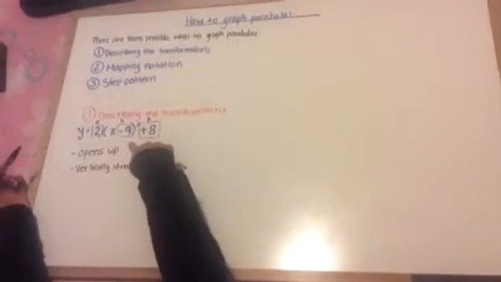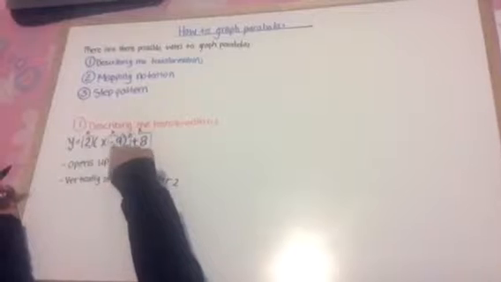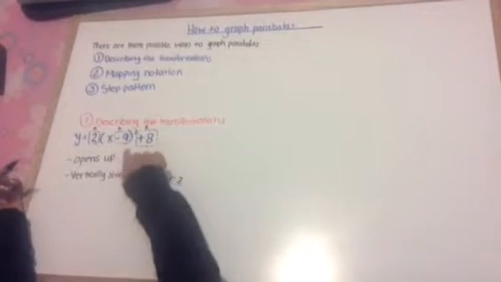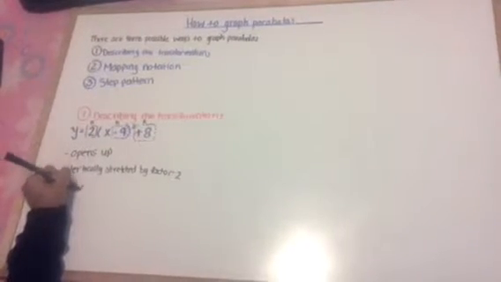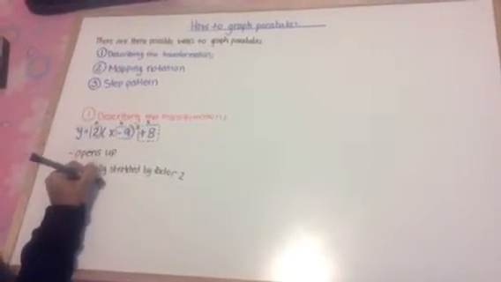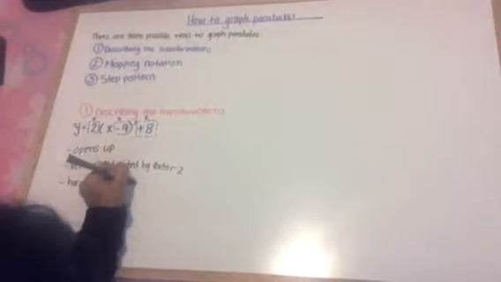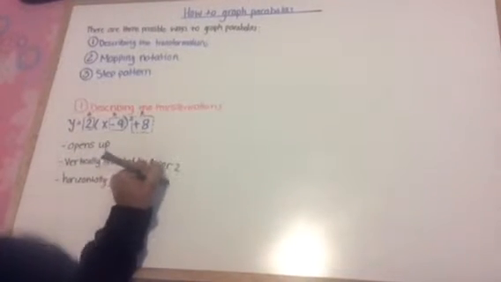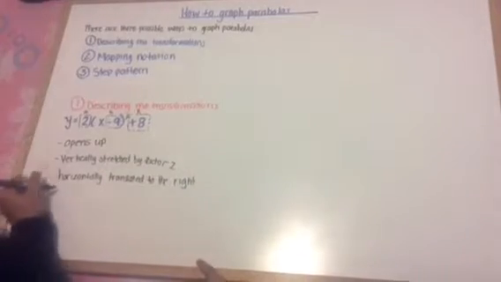As you can see, the H value is -9, but when it's negative, in your brain you should automatically know that this is going to be positive. So it's going to be horizontally translated to the right 9 units.